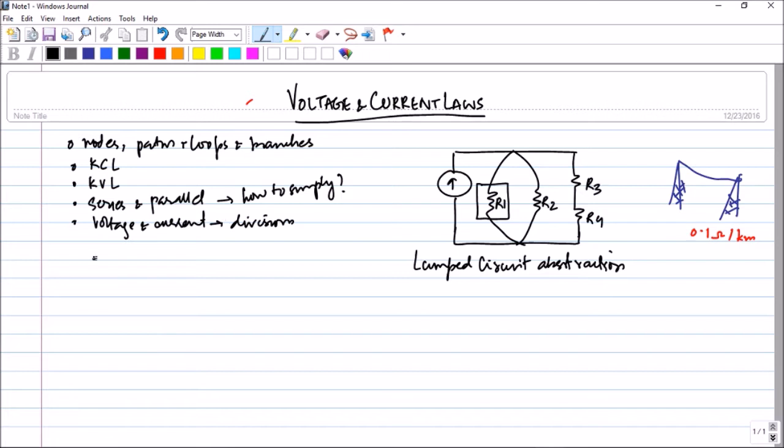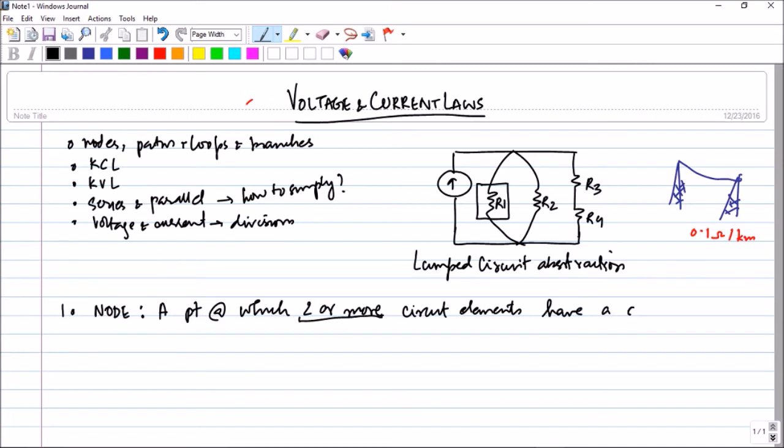With that, let us start with the first definition, which is a node. What is a node? A node is a point at which two or more, take note, two or more circuit elements have a common connection.